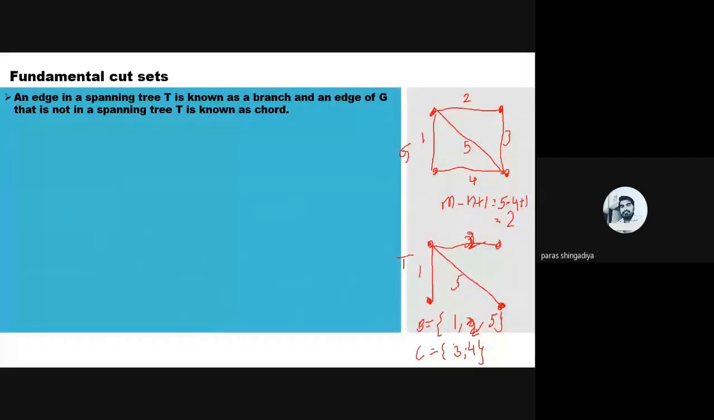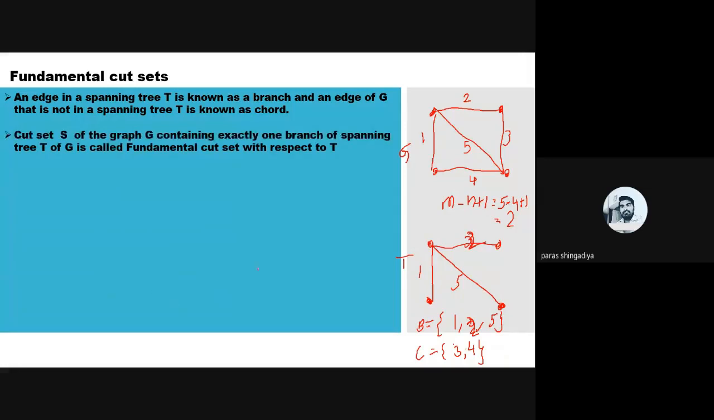Okay, for any connected graph, we can create a spanning tree. Now we'll implement this topic to derive a fundamental cut set. Let us check it. The cut set S of the graph G containing exactly one branch of spanning tree T is called a fundamental cut set with respect to T.